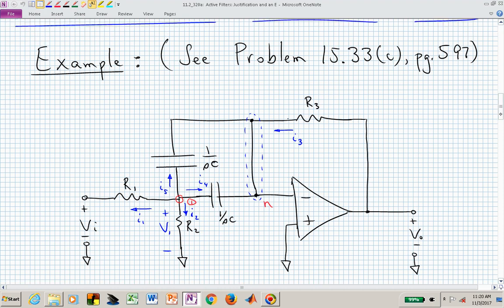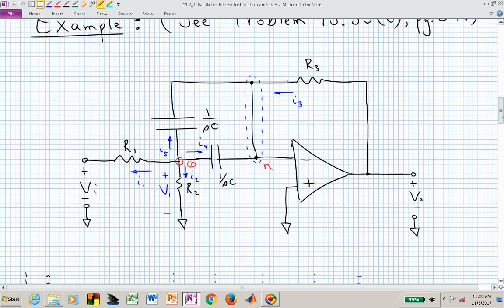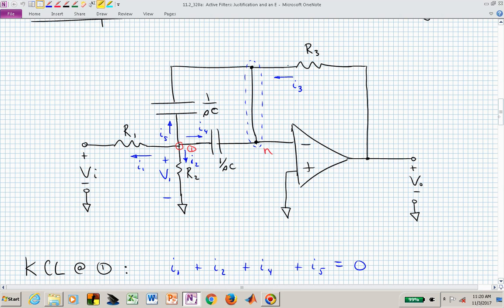Now let's try to analyze this circuit. I'm going to be performing Kirchhoff's current law, or KCL, at node 1, which is in red, and at node N, which is the negative input terminal, or the inverting terminal, of our op amp. So we'll apply KCL at those two node locations. Let's go ahead and start by performing KCL at node number 1.